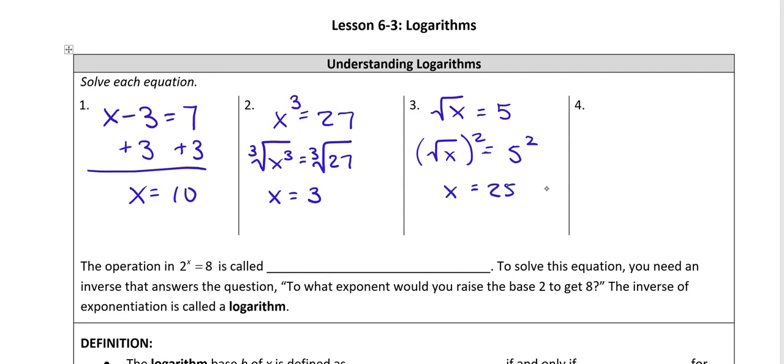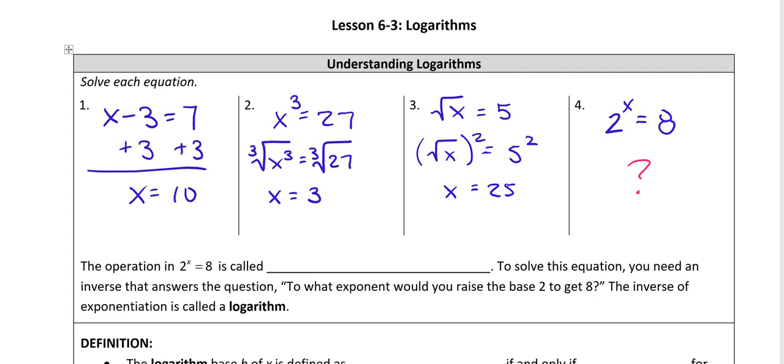Now, in all of these cases, we had an operation that would undo the previous operation. Those are called inverses. Well, what if I had 2 to the x equals 8? There's no operation. I can't take the x root. That's not going to help me. I have to know what the power is. So at this moment, we don't really have an operation to be able to undo the x power.